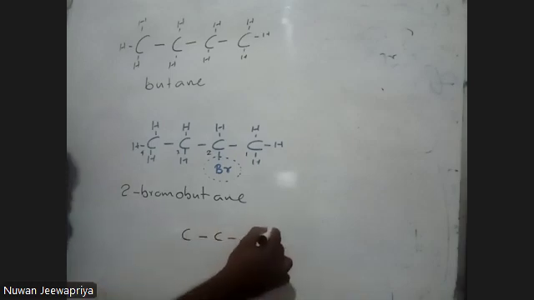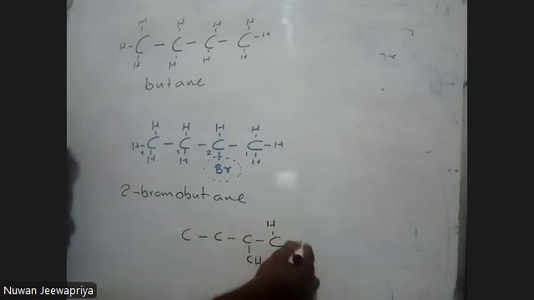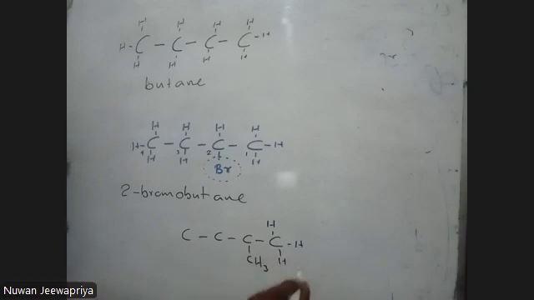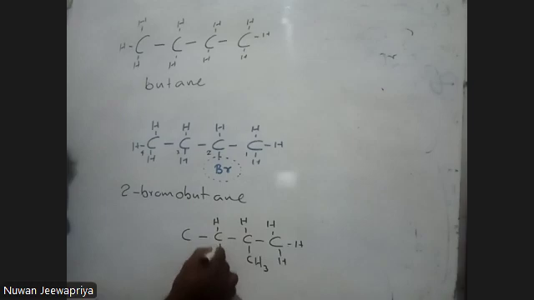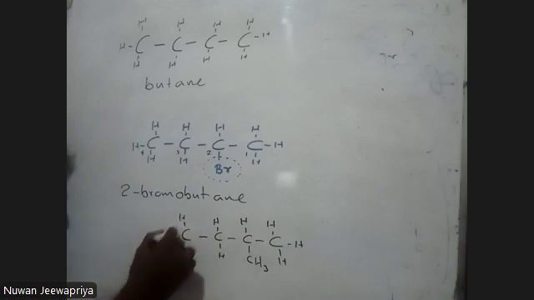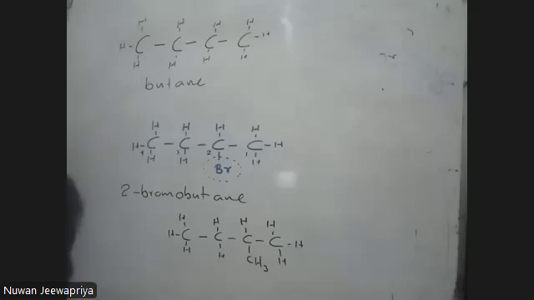CH3 is a branch. Hydrogen, hydrogen, hydrogen. This carbon has 4 bonds. Hydrogen. In this way, we can complete. So now you remember, we have to give the numbers in a way that this CH3 gains the lowest number.